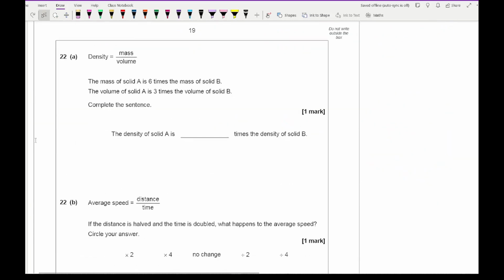And looking at question 22, it says density equals mass over volume. The mass of solid A is 6 times the mass of solid B. The volume of A is 3 times the volume of B. It says complete the sentence. Here we're multiplying the top by 6, the bottom by 3, so 6 divided by 3.